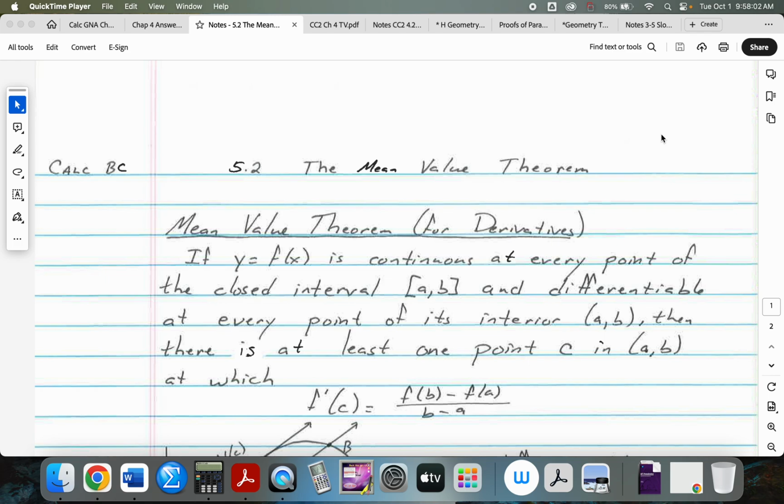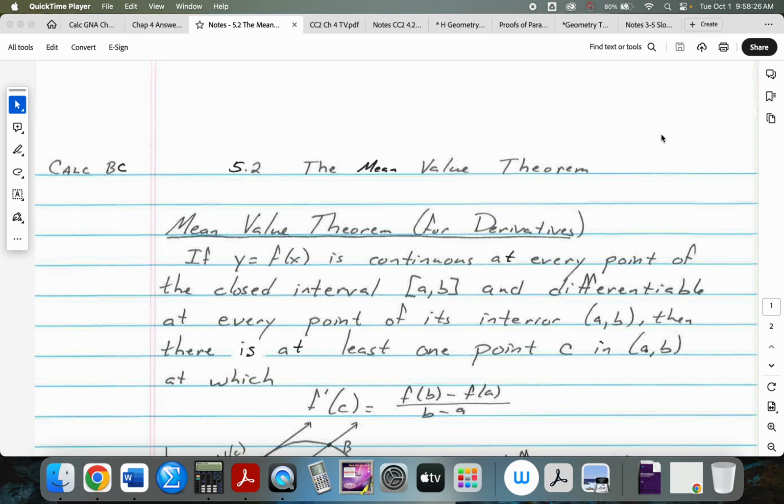Today we're looking at the mean value theorem. The mean value theorem gets used in a lot of ways, and it shows up on the AP exam in several different places frequently, and they don't tell you that it's the mean value theorem. You have to know to apply the mean value theorem. And here's what it says.